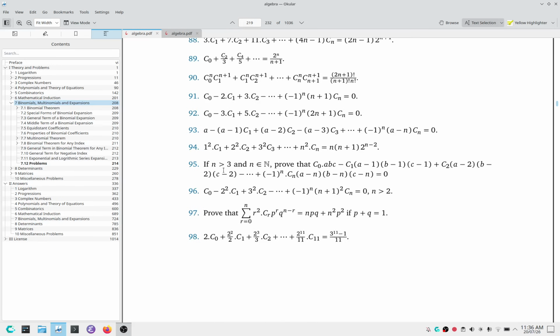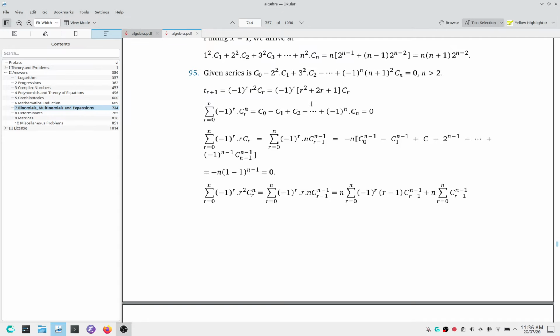Now we look at question 96. C0 minus 2 square C1 plus 3 square C2 up to (minus 1) to the power n times (n plus 1) whole square Cn is equal to 0, and n is greater than 2. So here T(R plus 1) is (minus 1) to the power R times (R plus 1) square CR. This should be TR actually, not T(R plus 1). Now this is equal to (minus 1) to the power R times (R square plus 2R plus 1) CR.